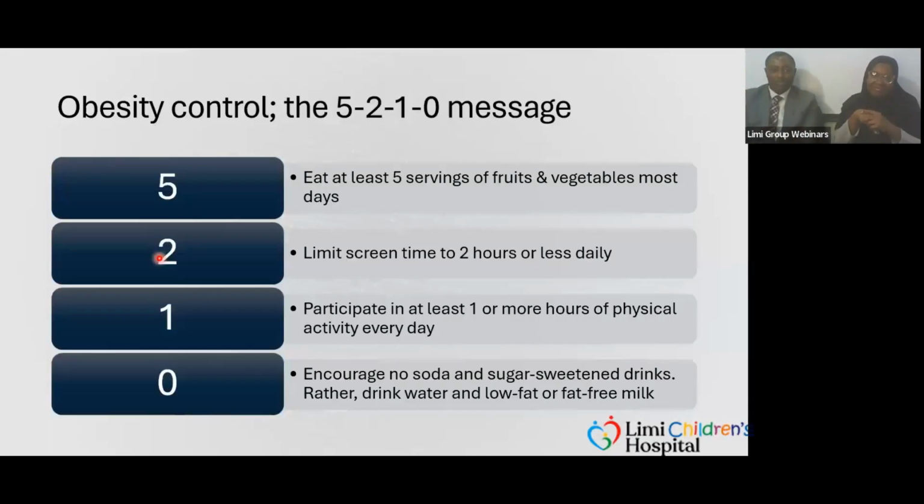Okay, fine. So there is this 5210 message for obesity control. I would dare say that this has a lot to do with the parents, where we talk about the family. The orientation of the parents matters a lot. I jumped to 2, which is limit screen time to 2 hours or less. It looks like it gives the parents more time to focus on possibly more important activities by giving the children a screen to distract them. Now, screen time should be less than 2 hours, right?